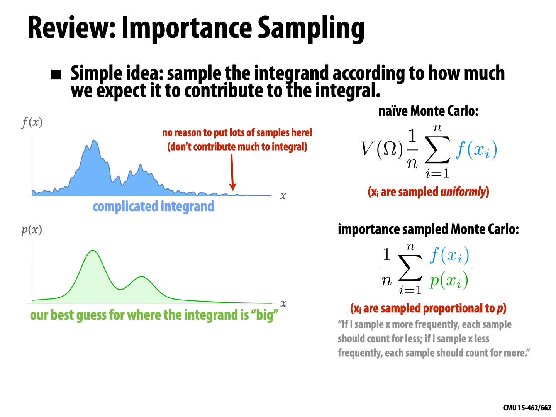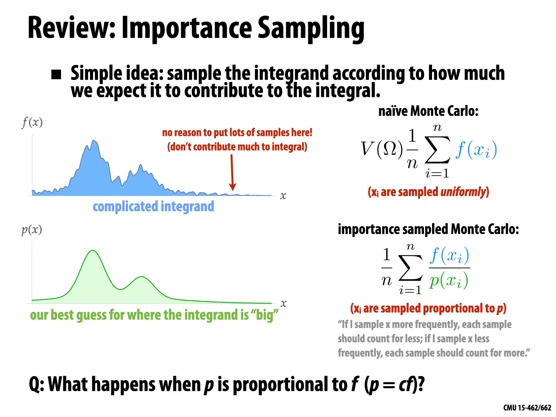Okay? If I sample x more frequently, each sample should count for less. If I sample x less frequently, each sample should account for more. This is going to help, right? We're going to spend less time sampling stuff that doesn't matter, more time sampling stuff that does matter. What's a way of seeing why things get better? Well, here's kind of an extreme case. What happens if p is proportional to f directly? What if our probability distribution p is actually just a constant multiple of f? What funny thing happens with our Monte Carlo, our importance sampled Monte Carlo estimate?